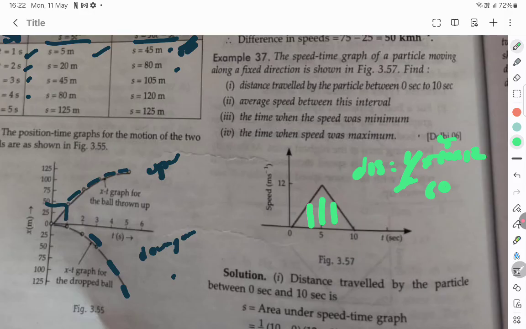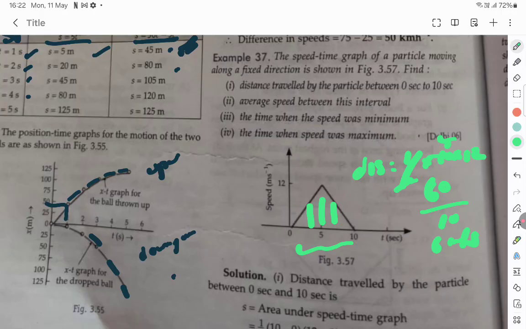Then average speed between this interval. Average speed is total distance by total time taken. Total distance is 60. The time taken is 10. So you can say 6 meter per second is the average speed. You know, average velocity formula is x2 minus x1 by t2 minus t1. Instantaneous velocity is differentiation. I hope you are clear with all that.